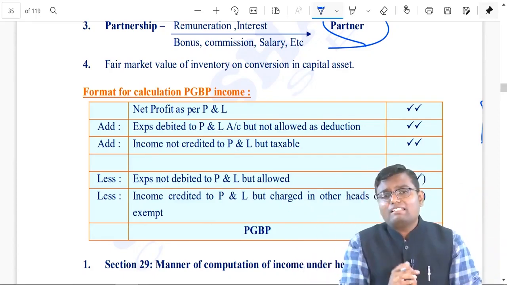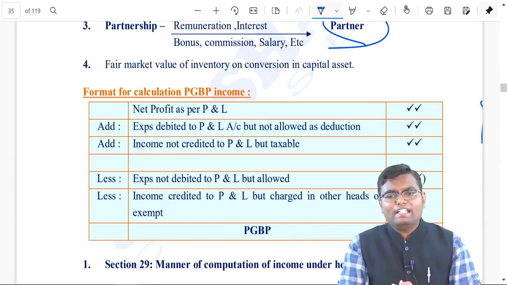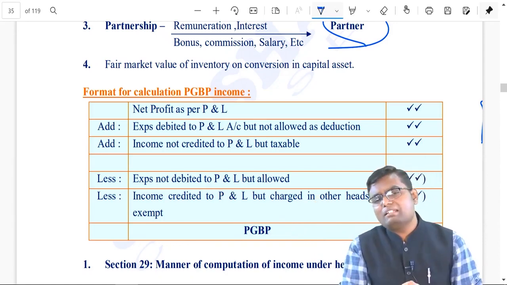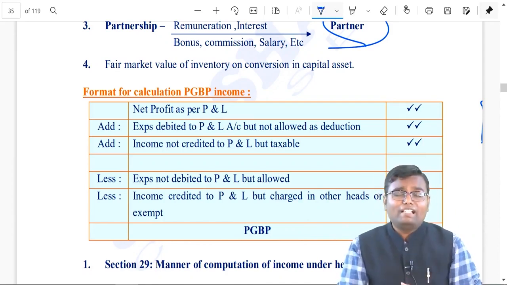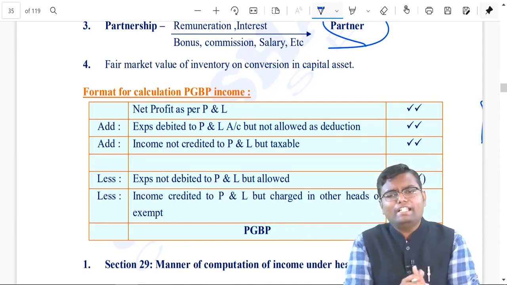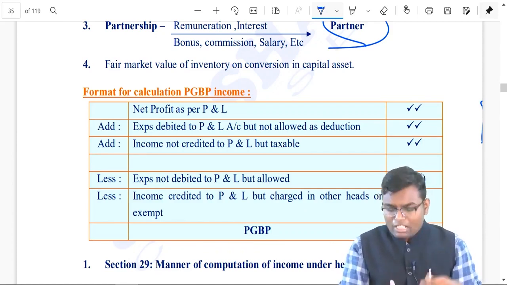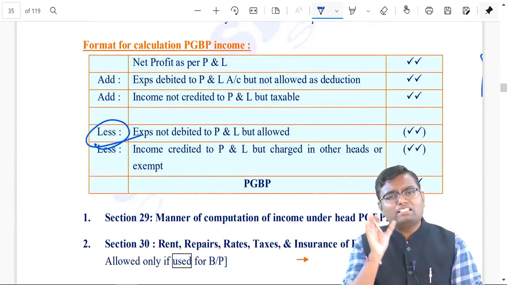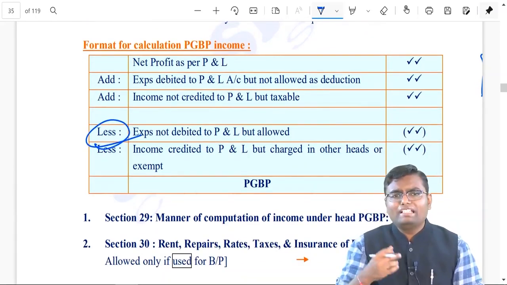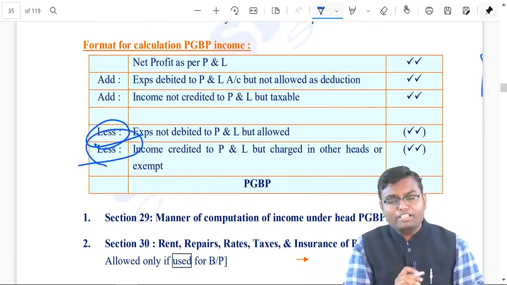Which kind of income is credited to P&L? If some income is there which is not credited to P&L, we have to tax the same in PGBP. So now add it. Acha, some of the expenditure may not have been debited to P&L, but it should be deducted while computing PGBP income. So now we will deduct the same. Certain kind of income is credited to P&L, but actually it should be taxable in any other head of income, or it is not taxable at all. So that kind of income also we have to reduce.